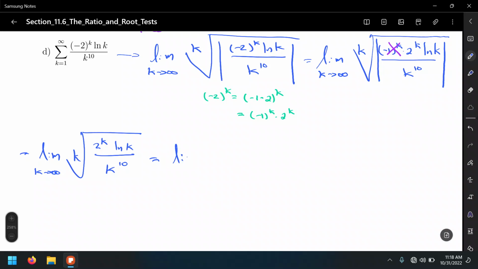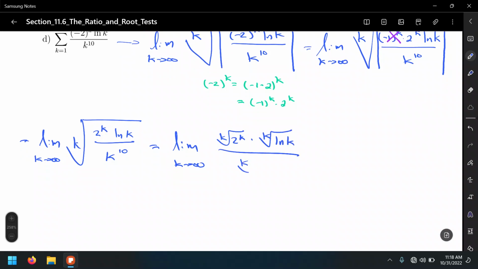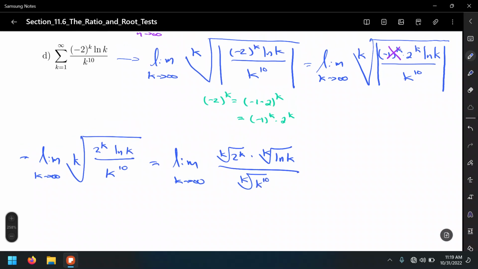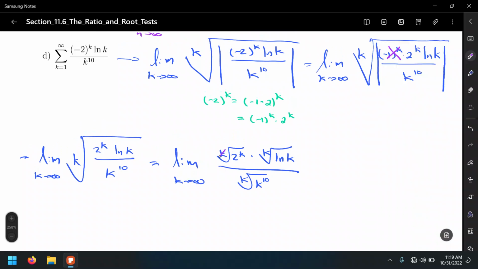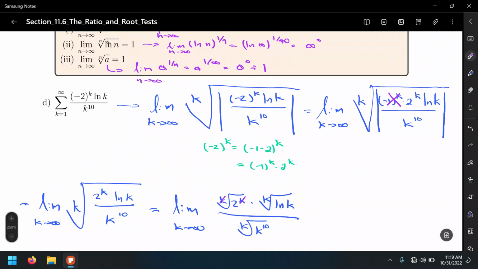So that's the limit as k approaches infinity, so that's going to be the kth root of 2 to the k times the kth root of ln of k over the kth root of k to the 10th power. So at this point, notice how we can cancel out the kth root with the k power for the first factor. This kth root of ln of k will be one of those special limits that we have over here.